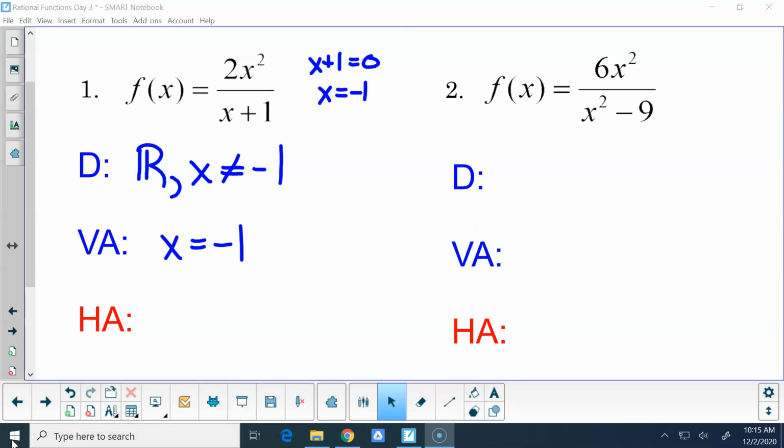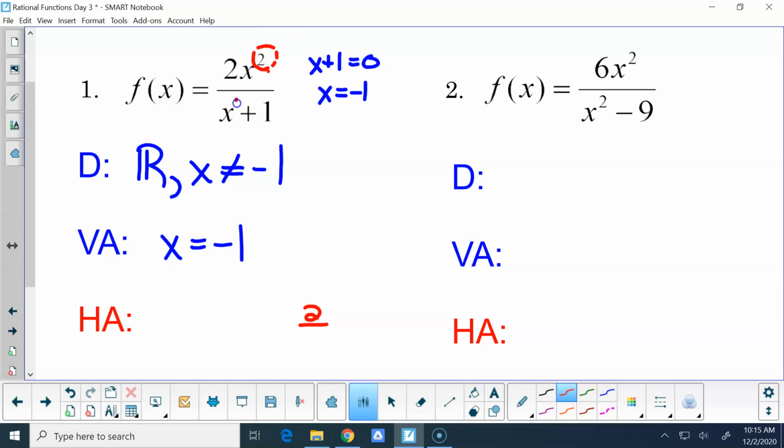Sorry, OCD kicked in, had to get the right color. Okay? Then, to find our horizontal asymptote, we compare the degrees. So up top, the degree is 2. On the bottom, the degree is 1. So this is a big over small case, or top is bigger than the bottom case.